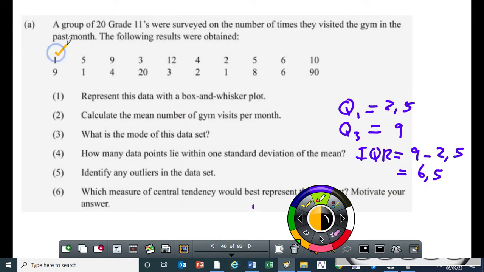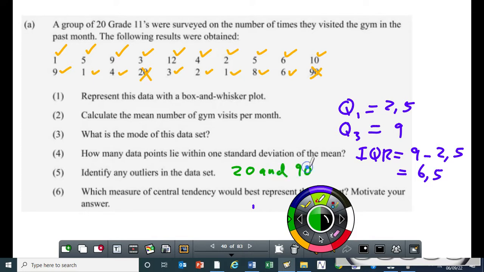So, is 1 an outlier? No. Is 5 an outlier? No. 9 no, 3 no, 12 no, 4 no. All these are not outliers. Okay? But this one now, 20 is an outlier. And also 90. So our two answers here are going to be 20 and 90. Those two are going to be outliers.